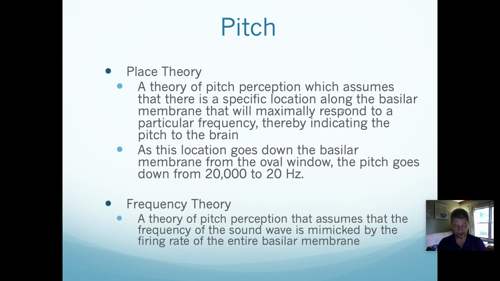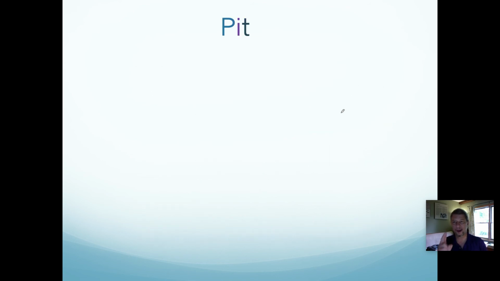the second theory here is what we call the frequency theory, and this is a theory of pitch perception that assumes that the frequency of sound wave is mimicked by the firing rate of the entire cochlea, all right, the entire basilar membrane. In other words, the hairs move at a certain rate, and based on the frequency that every hair is moving, the pitch is perceived. All right.